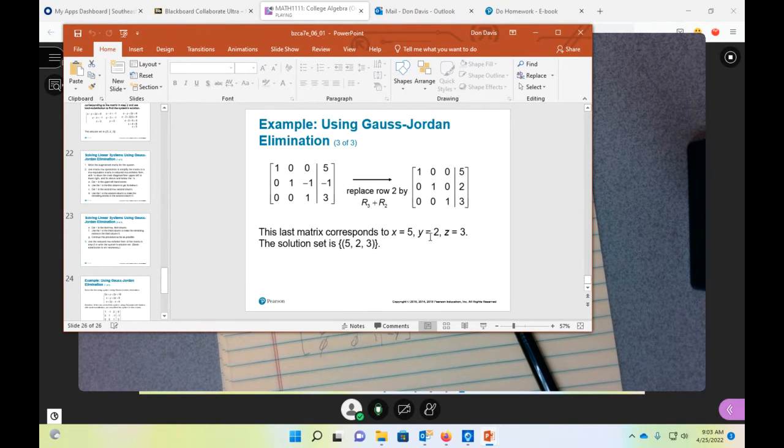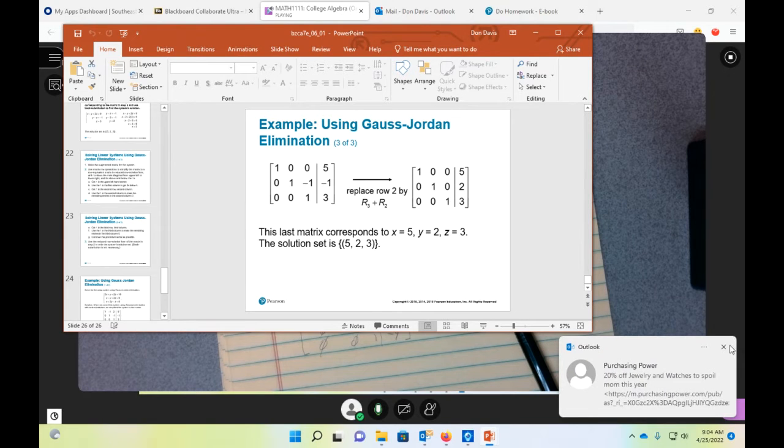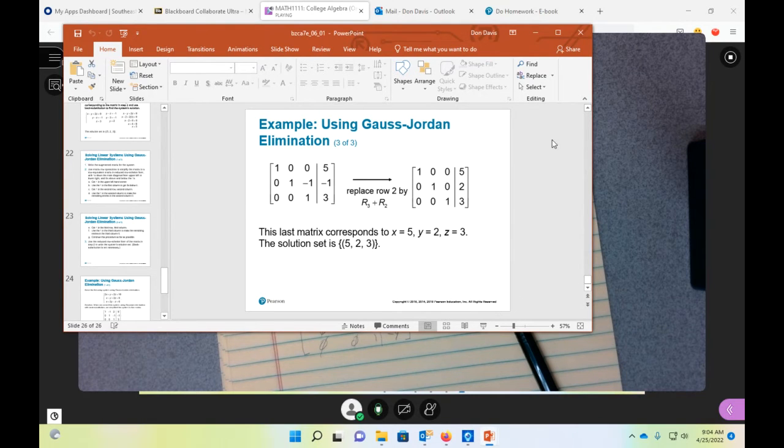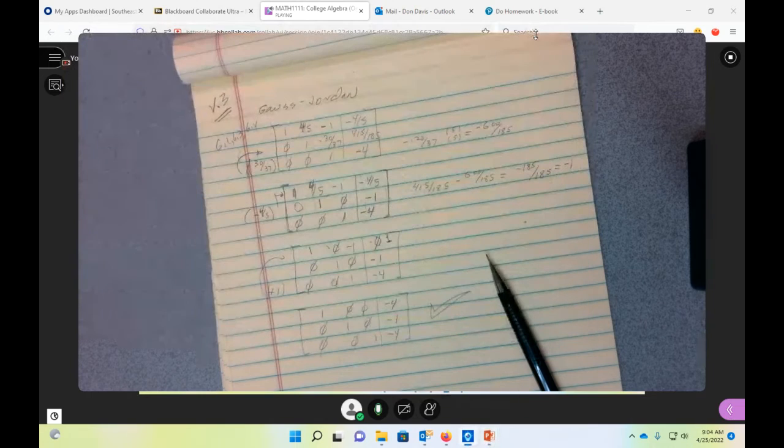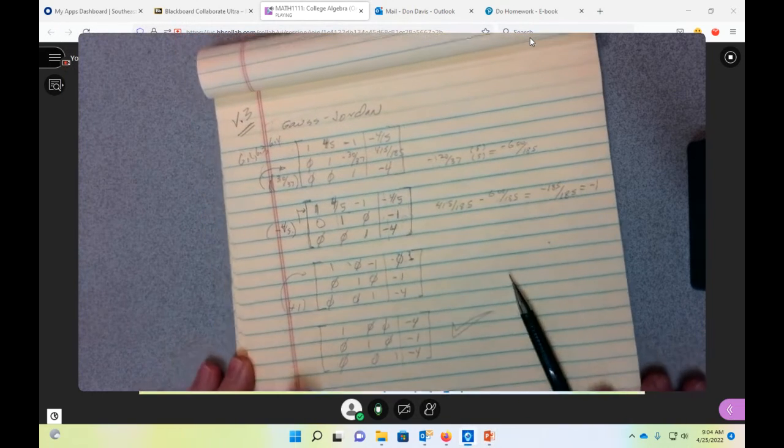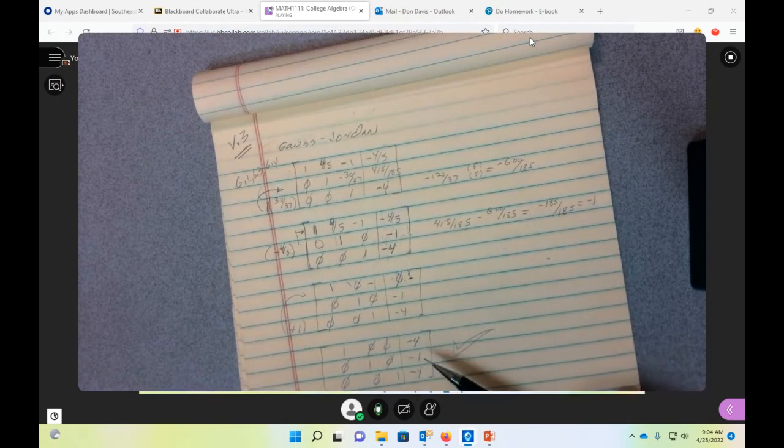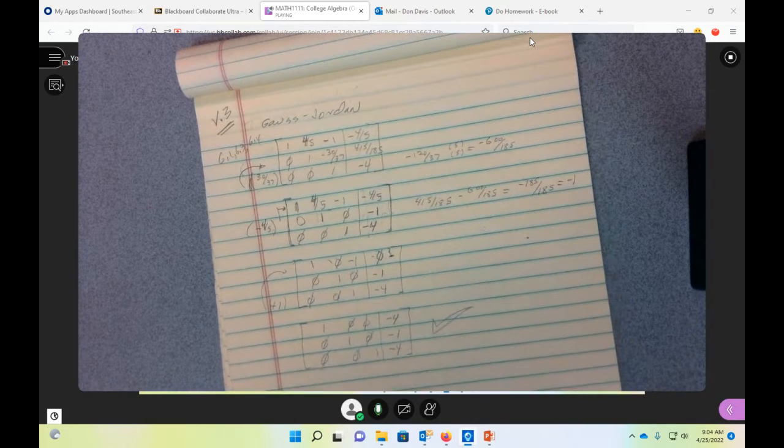So you can look at the slides and you'll see that if you go all the way through using the Gauss-Jordan elimination technique, you're going to wind up with 1x is equal to a value, 1y is equal to a value, 1z is equal to a value. And so this is the completely solved matrix. Now let's go back and just look quickly at the matrix row operations that I used to get to this point.